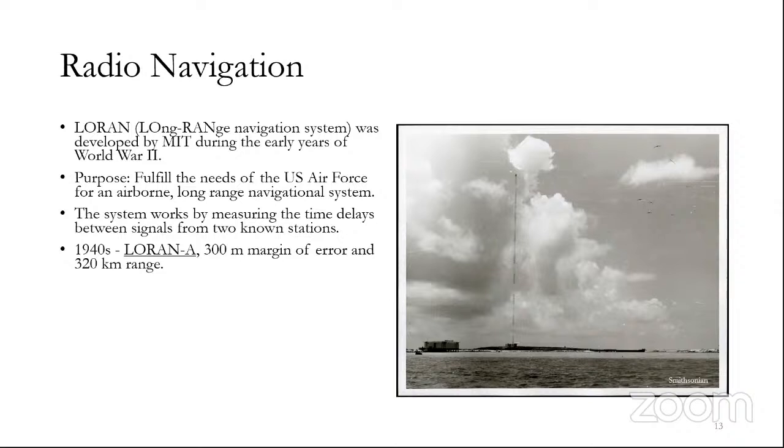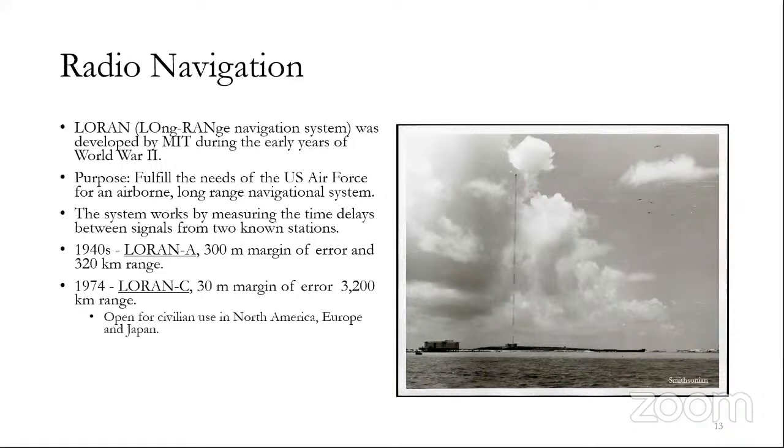Now, in the 1940s, the first LORAN system was LORAN-A. It had 300 meters of error and 320 kilometers of range. This was improved by 1974 with the LORAN-C system, which decreased the margin of error tenfold, from 300 meters to 30 meters, and improved the range tenfold as well, from 320 kilometers to 3,200 kilometers. It was also available for civilian use in North America, Europe, and Japan. However, it was decommissioned in 2010.